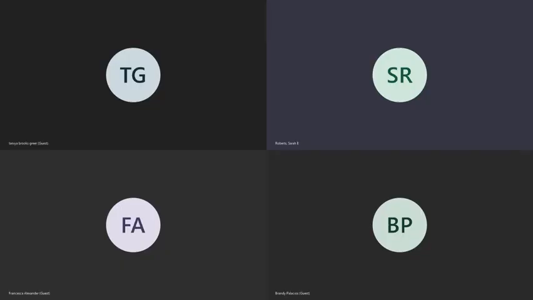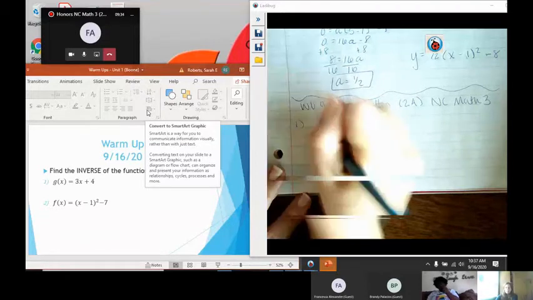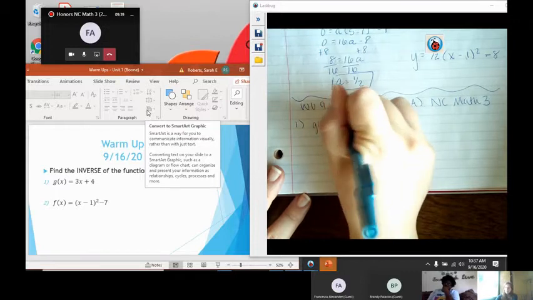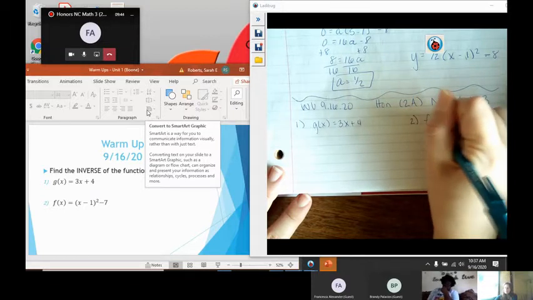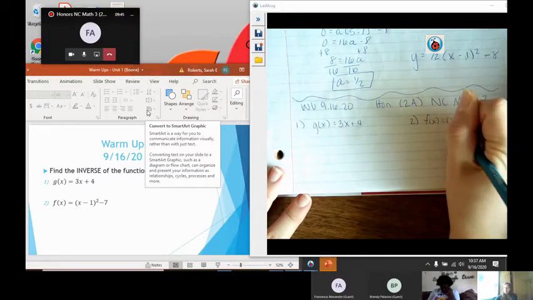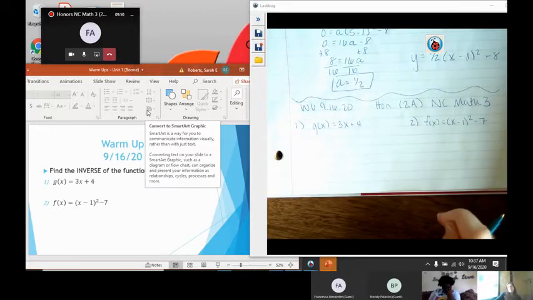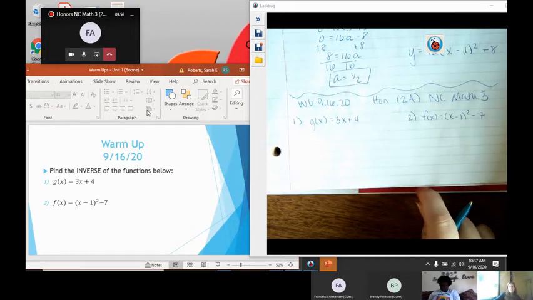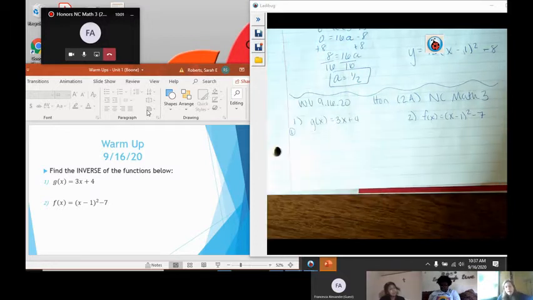Inverse of the functions below. So we have g of x equals 3x plus 4. And we have f of x equals x minus 1 quantity squared minus 7. So those are the two functions. Last class we went through how to find inverse functions with our 4 steps. So we're going to use those same 4 steps for each of these problems today.